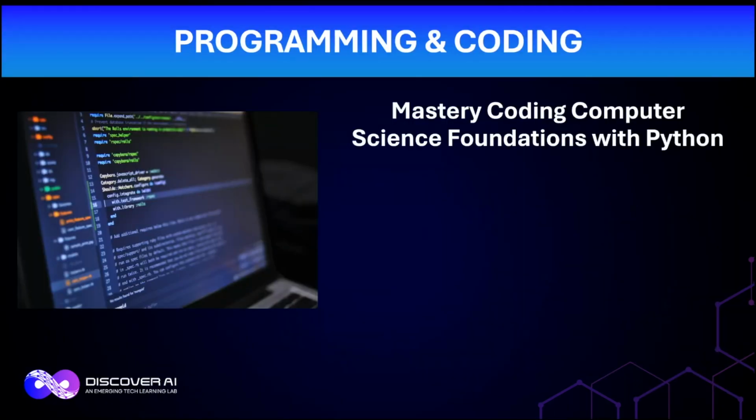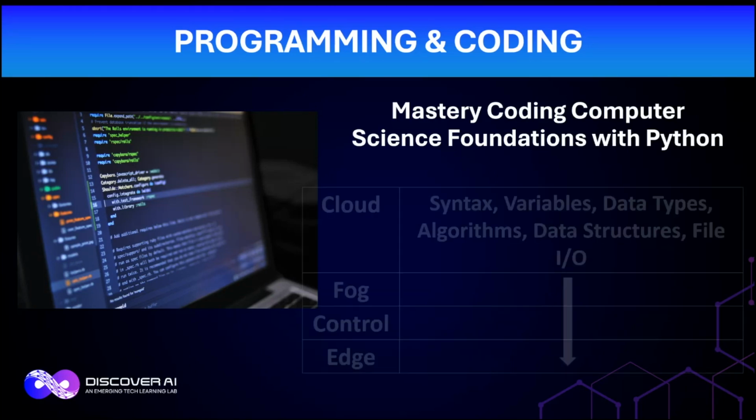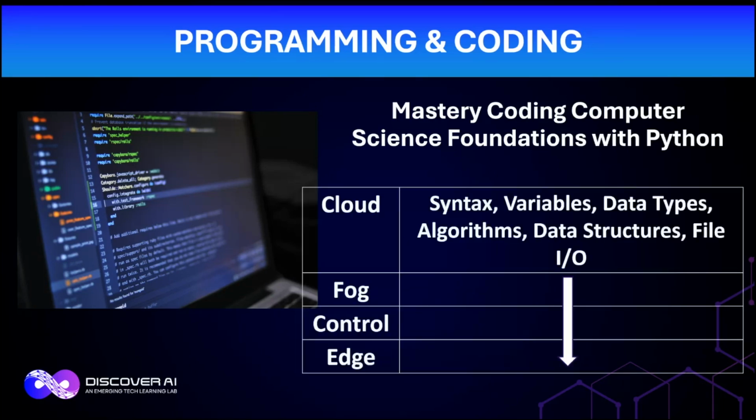Programming and coding. Here we are using the Mastery Coding platform, teaching students computer science foundation using the Python programming language. When we think about our edge to cloud continuum, this is focusing on what is happening in the cloud. What is the syntax? What are the variables and the data types? What algorithms are we using and how do we develop an algorithm? How do we do the magic on the cloud that enables artificial intelligence and machine learning?